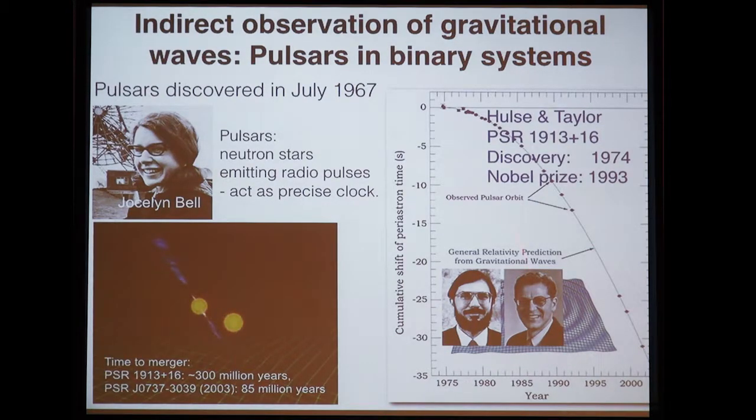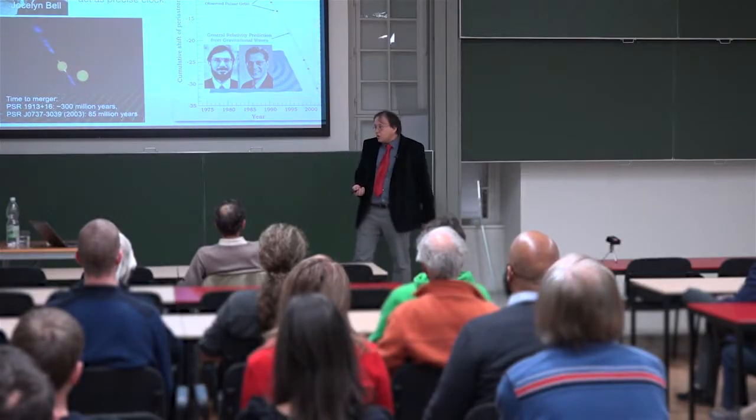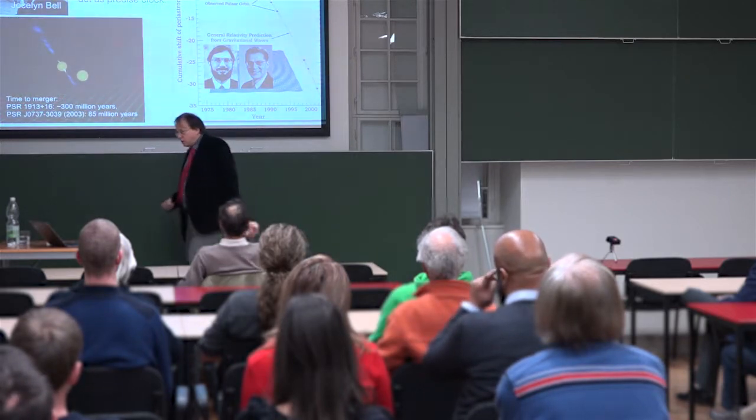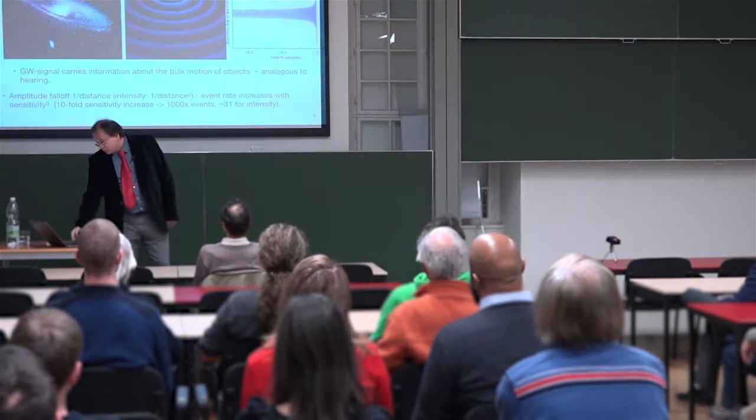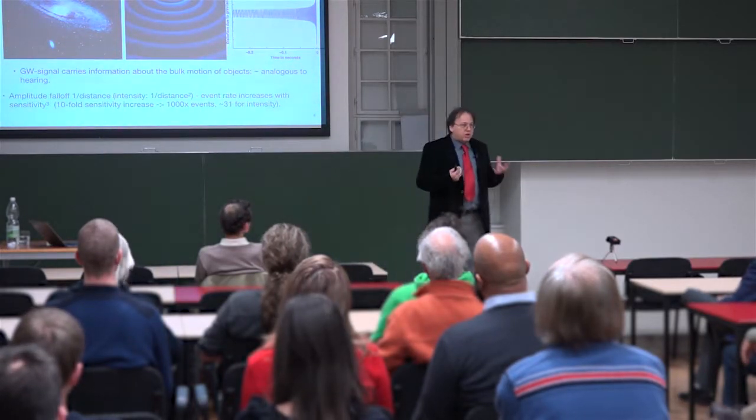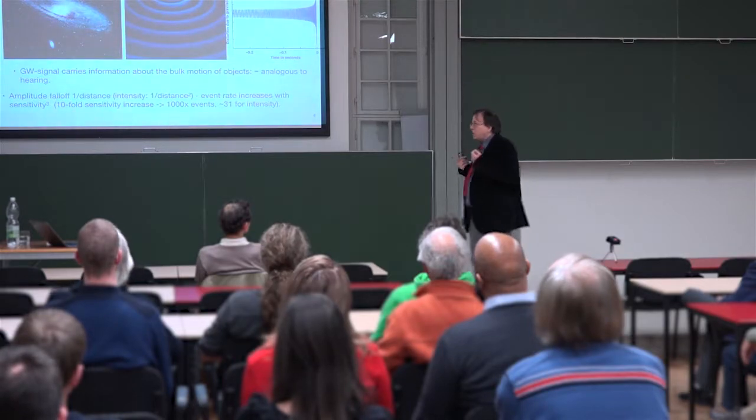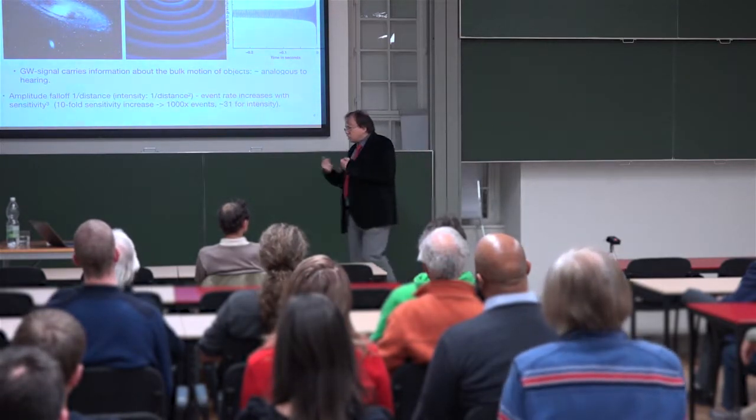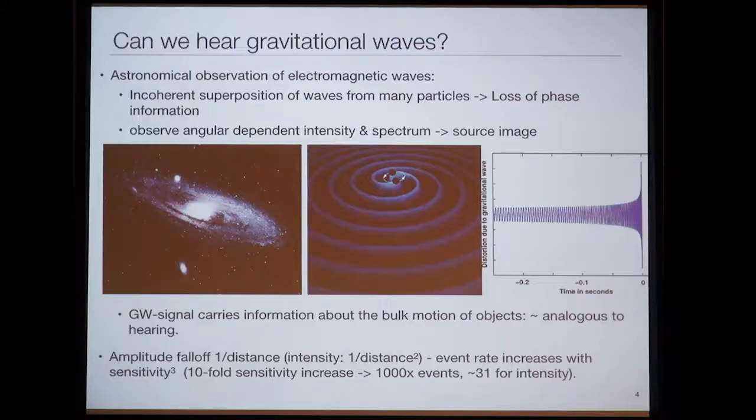The system where this happens was discovered by Hulse and Taylor, for which they got the Nobel Prize in 1993. Here you can see a very precise comparison of the measured data with the predictions from general relativity, which is why, since this time, we were quite certain that gravitational waves indeed do exist. However, it's much more interesting if we can directly observe them, because then they can tell us, as a messenger, about the systems that generate them, to understand these very exotic systems like black holes or neutron stars.